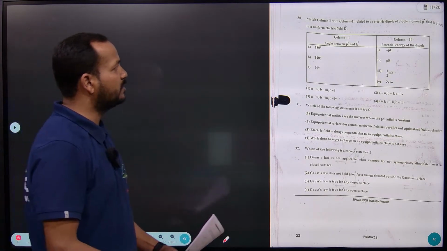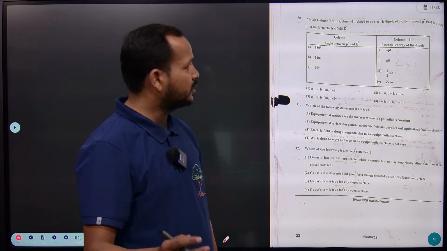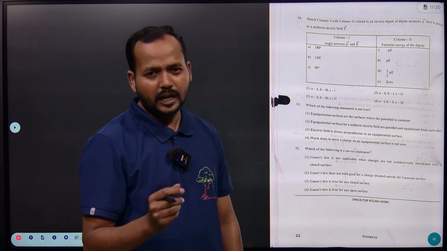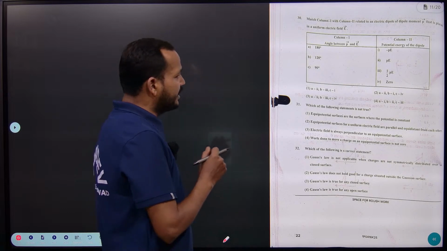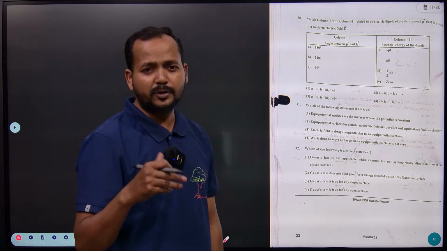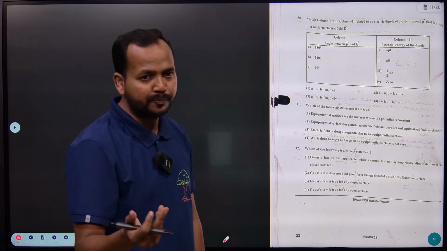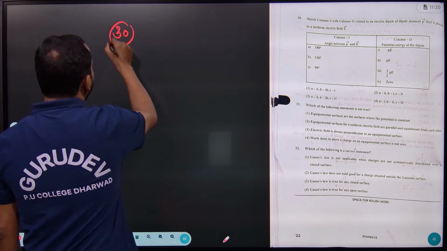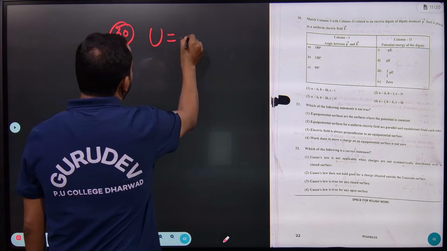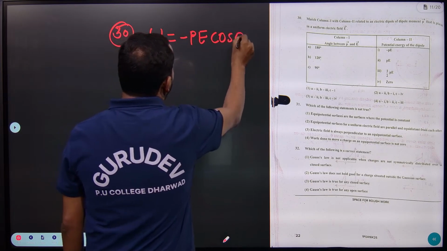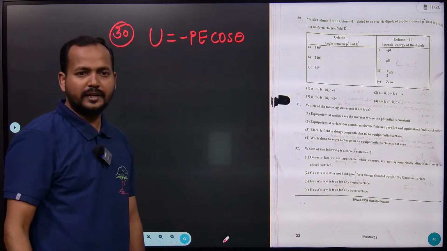Next question, question number 30, which is based on the first chapter, electric field. So in that we have torque, and in the second chapter, electrostatic potential, the potential energy of a dipole, and we know the formula for that. What is the potential energy of a dipole? Potential energy is equal to minus PE cos theta. Now you start substituting these values, you will get the answer.